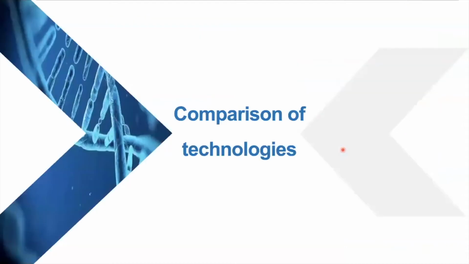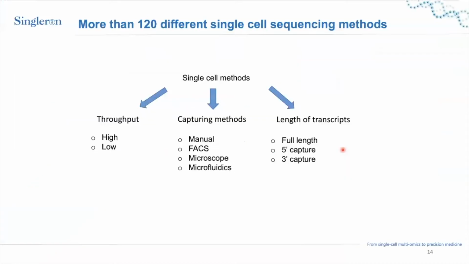So let's continue with the technologies. As I mentioned earlier, currently there are more than 120 different single cell sequencing methods, and there is not only one way to classify those. Here are just some of them that I can think of. We can categorize them based on their throughput, capturing methods, and the length of transcripts. For the throughput, as you know, it can be a high throughput or low throughput method. Also, there are some moderate or middle throughput methods as well.